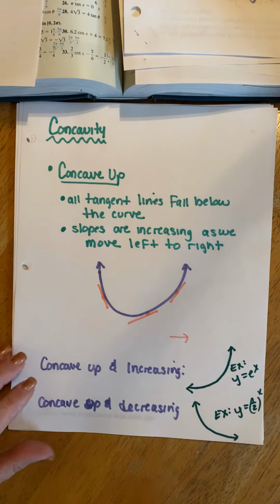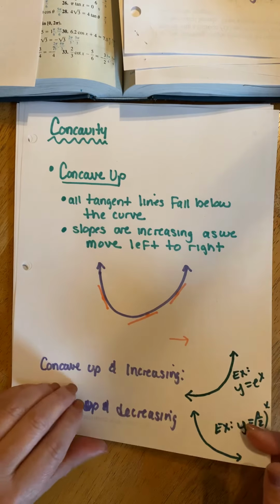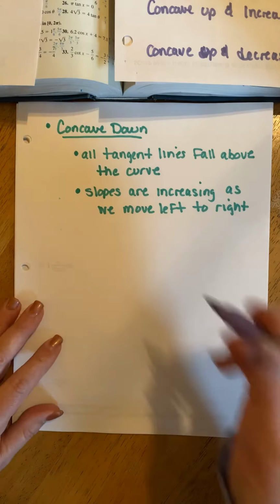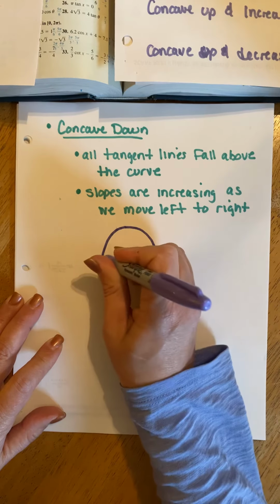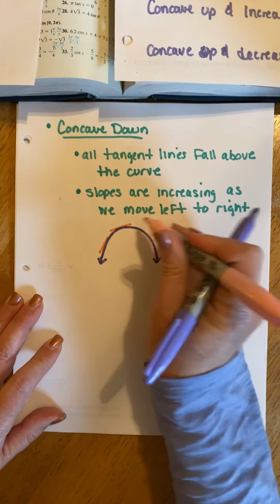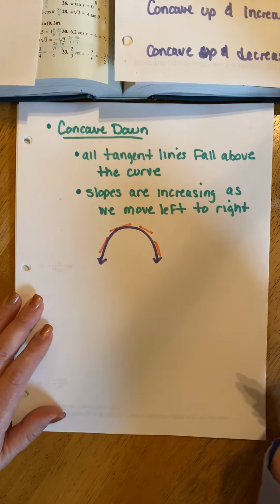So concave down, on the other hand, it's just the opposite. All tangent lines fall above the curve. Slopes are decreasing as we move left to right. So concave down is when it's arched down. So I think of an upside down soup bowl. And all tangent lines, no matter where we draw a tangent line, they fall above the curve.